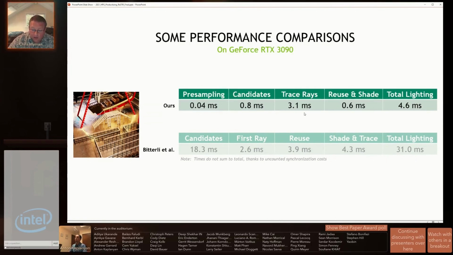And so in this scene, we get performance almost 7 times faster than the original paper. And much of this is due to our good pre-sampling of candidates, which reduces the incoherent memory cost quite a bit.